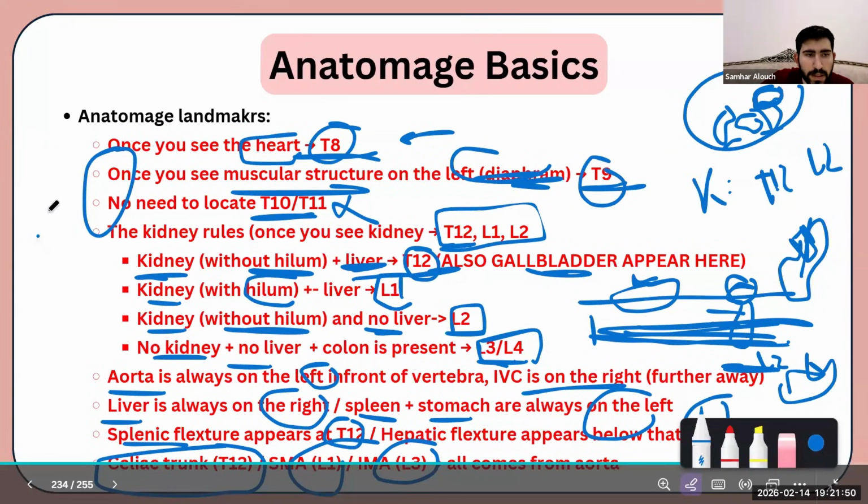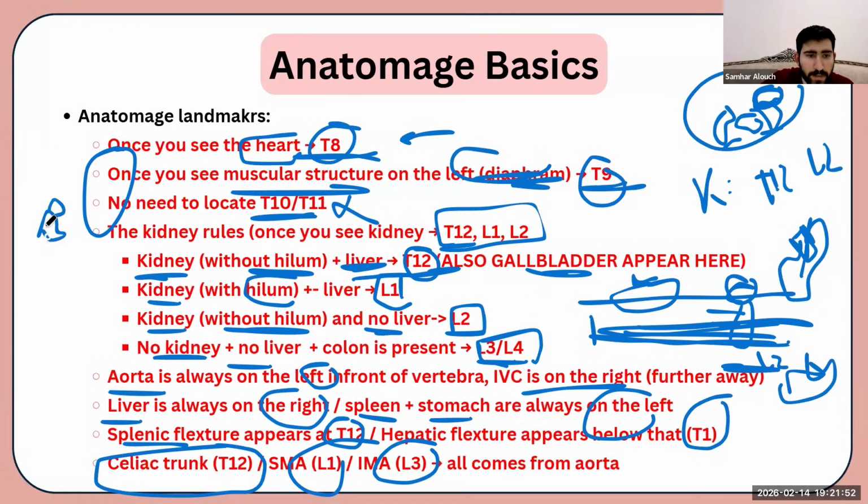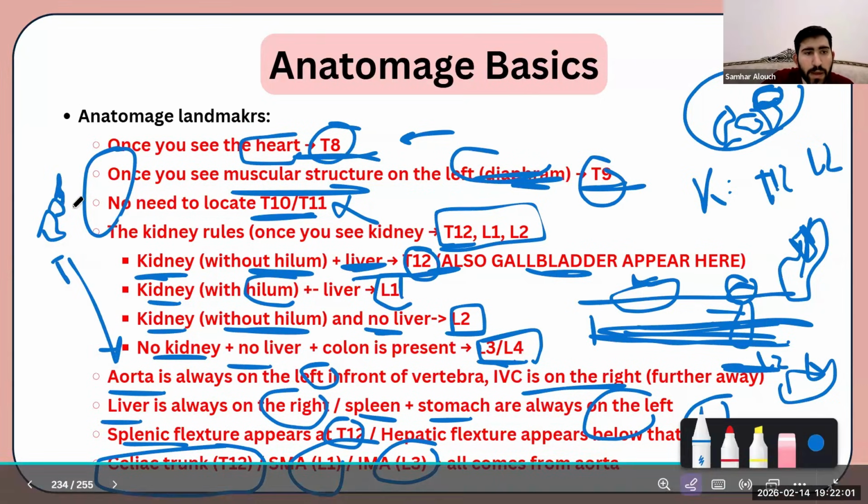So usually you will see the vertebral body with the aorta in front of it. However, at T12 you will see the aorta merged with something else. Since it's T12, that's celiac trunk. If it's L1, then that's SMA. If it's L3, then that's inferior mesenteric artery.